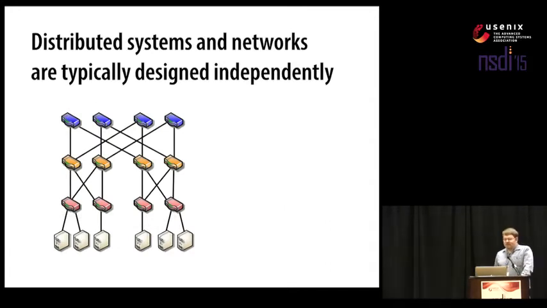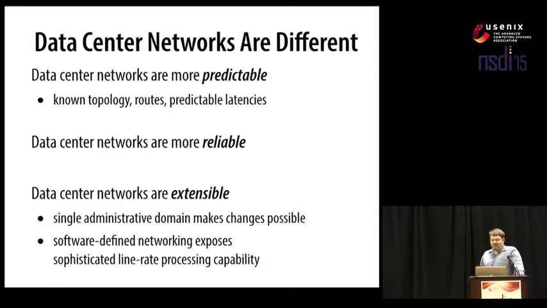In fact, the data center is really fundamentally different from the internet. We've seen a number of reasons already today. It's more predictable. We know the topology of the network, and we often know the routes that packets are going to take. As a result, it's more reliable. We do have failures happening and packets being lost, but not nearly as often as on the internet. And most importantly, it's more flexible.